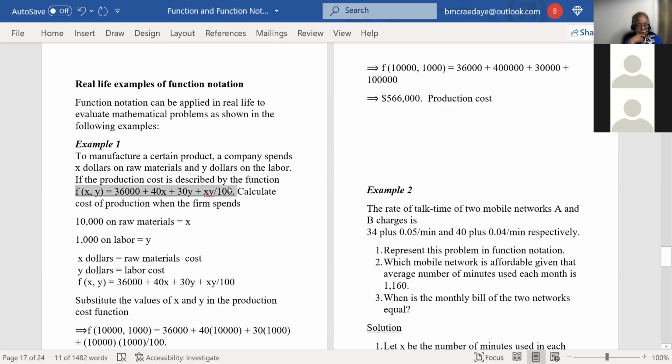Any questions on number 1? That function had 2 variables, X and Y, but we were given the values of X and Y. 10,000 for X and 1,000 for Y. So in the formula, we could substitute those values for X and Y and then calculate what the production cost would be.